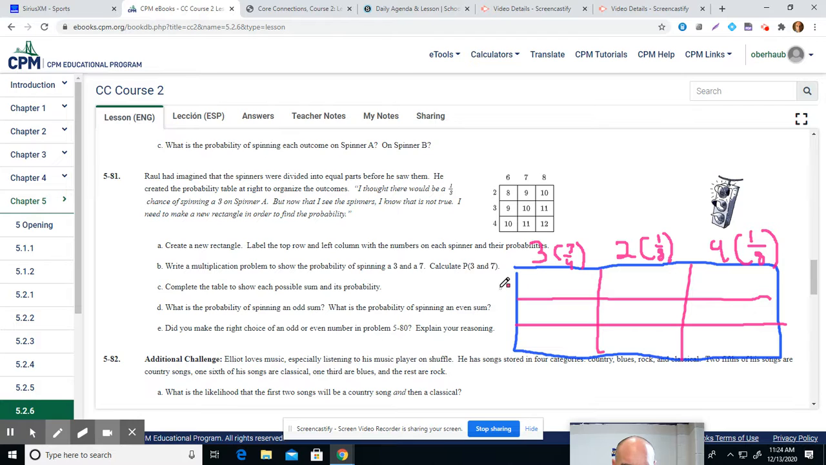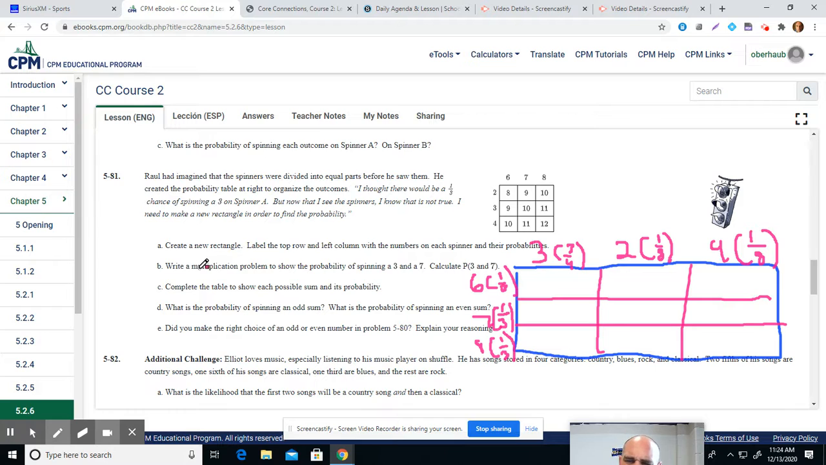On my other spinner, we could have gotten a 6, and that had a 1/3 chance. I could have rolled a 7, and that had a 1/3 chance. Or I could have rolled an 8, which has another 1/3 chance. All right, so there's my new rectangle.